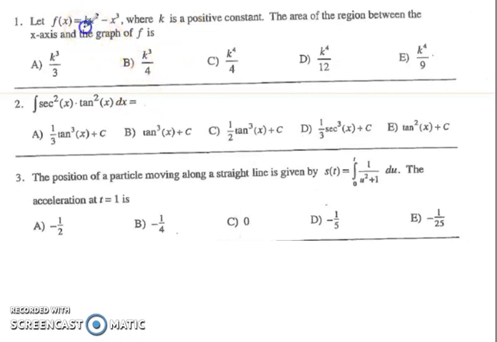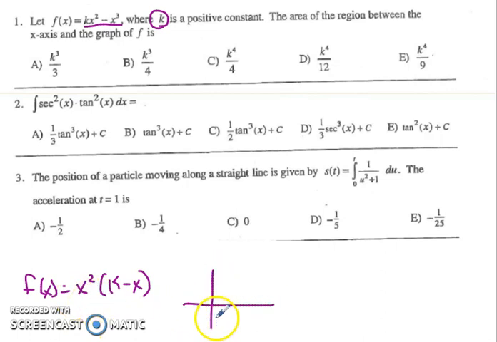So what I like to do here is take this polynomial, and they're telling me k is positive, which is helpful, and they want to know the area of the region between the x-axis and the graph. I have a hard time doing this without visualizing that region. So I'm going to work down at the bottom here and say that f of x equals x squared times (k minus x). I just factored out an x squared. So now I'm able to actually graph this guy.